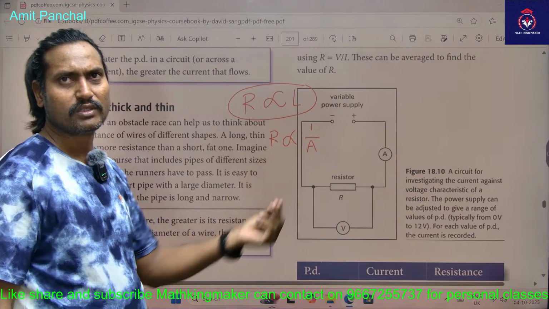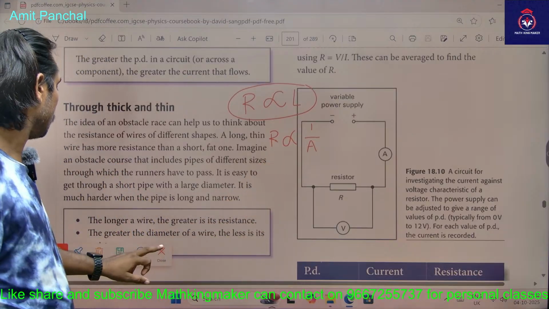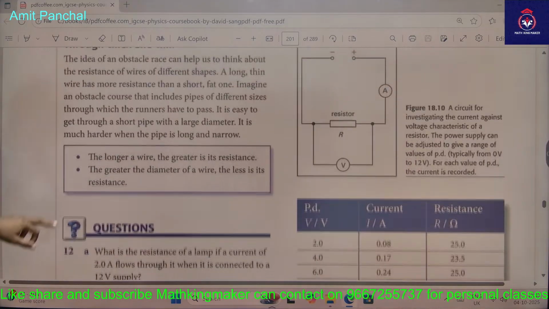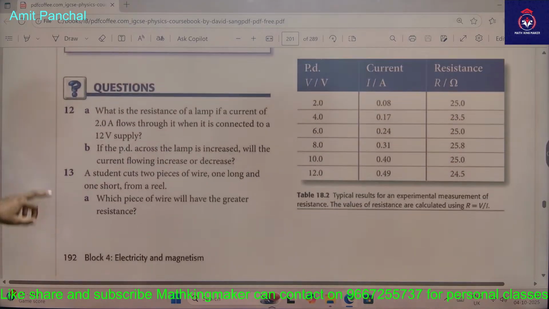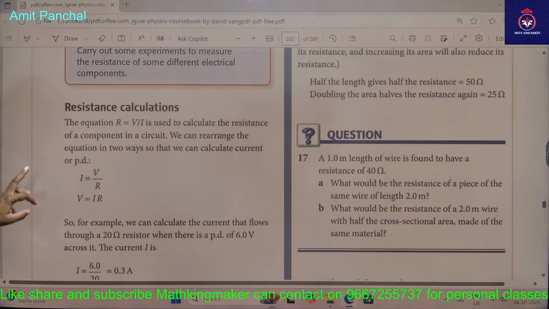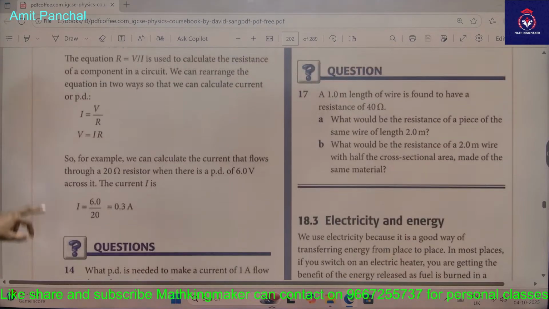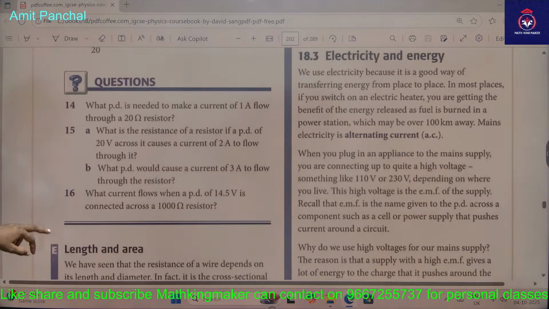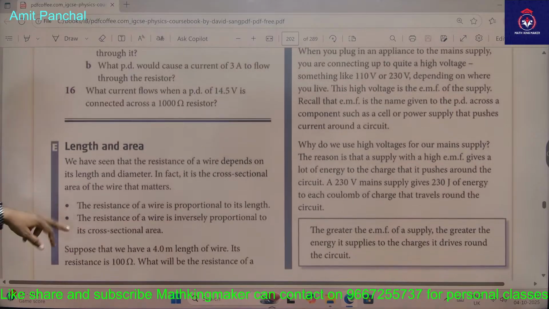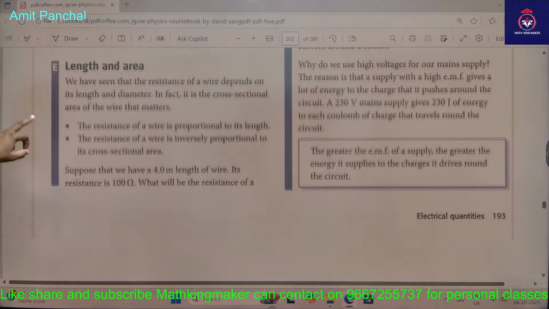So the longer the wire, the greater its resistance. The greater the diameter of the wire, the lesser its resistance. So you just have to remember it. There are certain questions. Resistance calculation will be done by I equals V by R. Length and area, we already discussed.